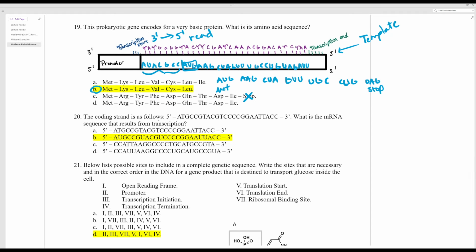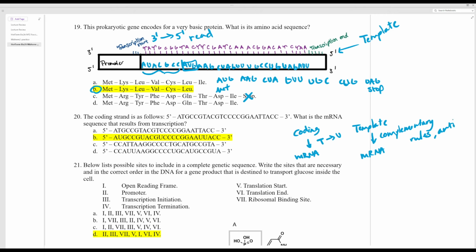Anyways, the coding strand is as follows. What is the mRNA sequence that results from transcription? All right, so how do we go from coding strand to mRNA? Do we use complementary base pairing rules? Nope. We just substitute all the T's for U's. To go template to mRNA, that's where we use complementary rules. But going coding to mRNA, we just substitute.